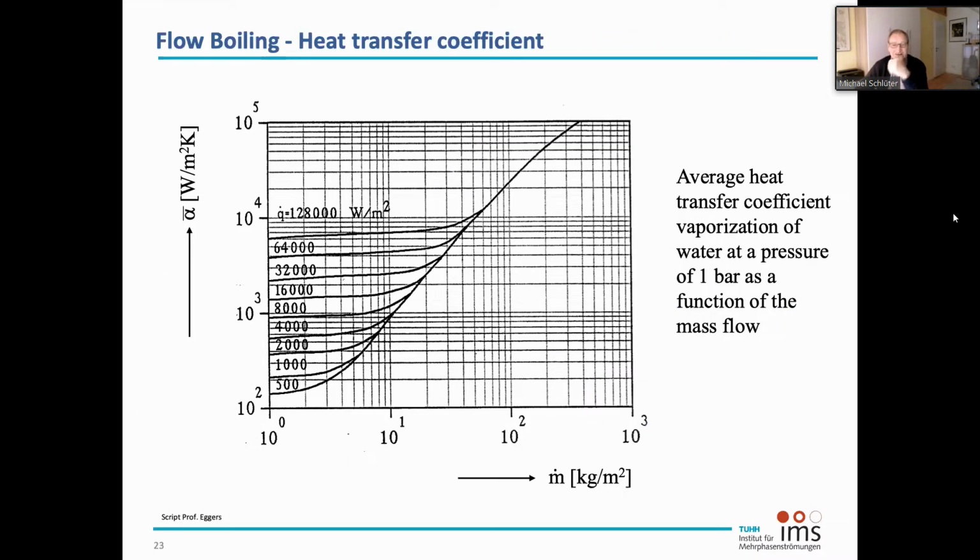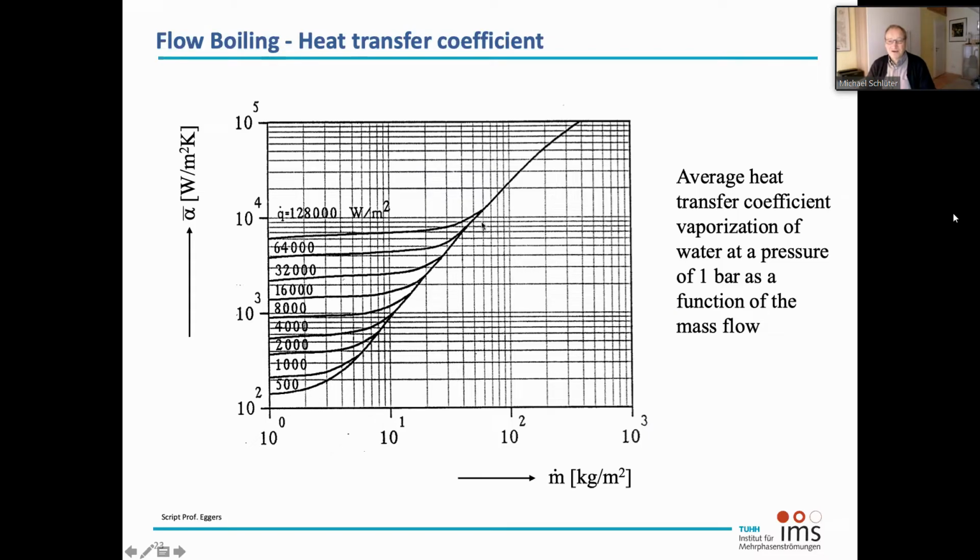So you can see this in this diagram a little bit more in detail. Here we have the mass flow rate through the pipe. Here we have the heat flux, and this is the heat transfer coefficient. And in this double logarithmic diagram, you see with increasing heat flux, we come to higher heat transfer coefficients. So this is here the example for evaporation of water at 1 bar as a function of the mass flow rate. So the mass flow rate helps, of course, to increase alpha.